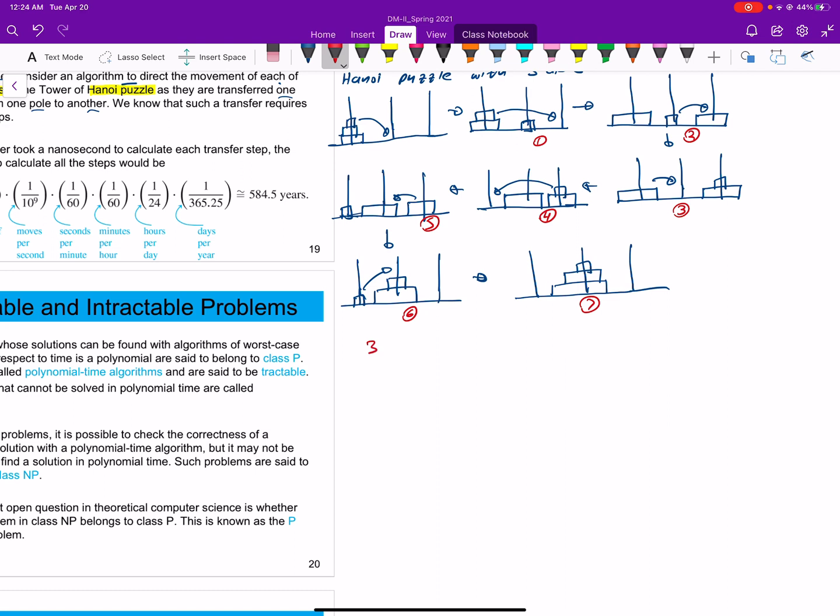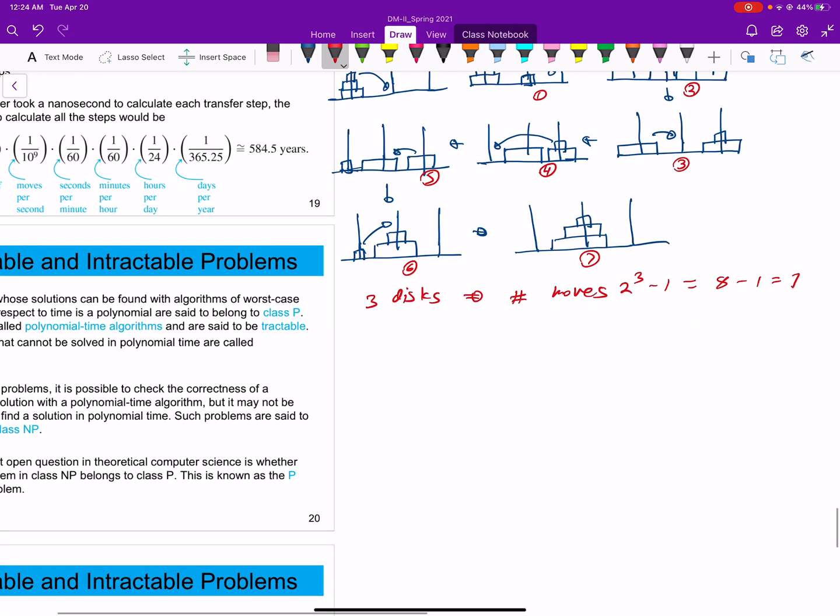So there were 3 discs. That means the number of moves equals 2 to the power 3 minus 1, which is 8 minus 1, which is 7. All right, so that's how you get the number of moves. For n discs, the number of moves equals 2 to the power n minus 1.